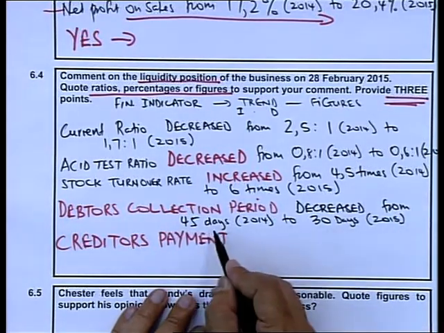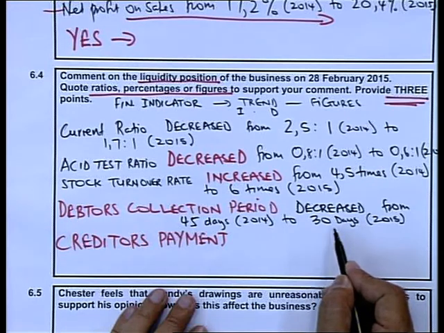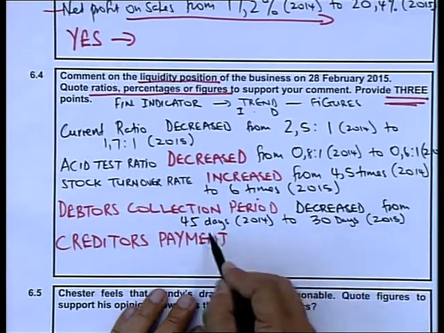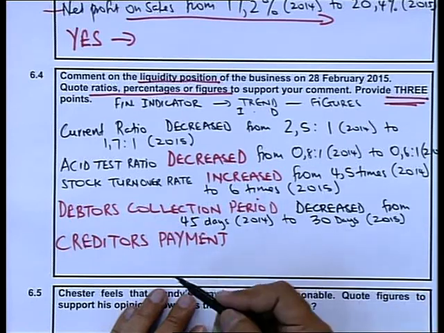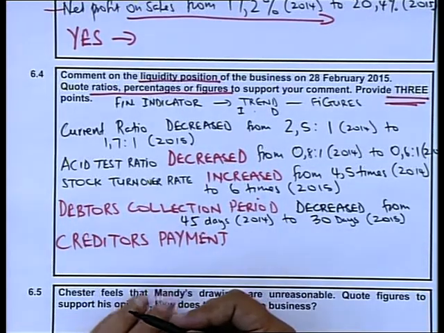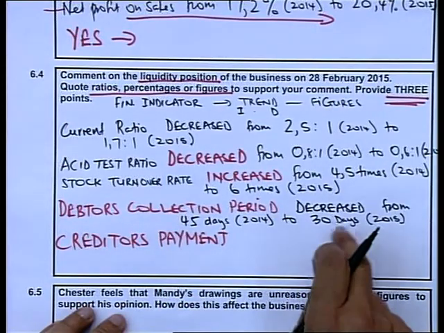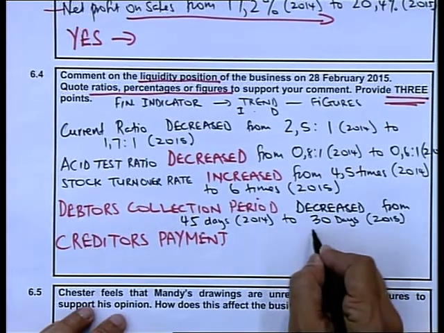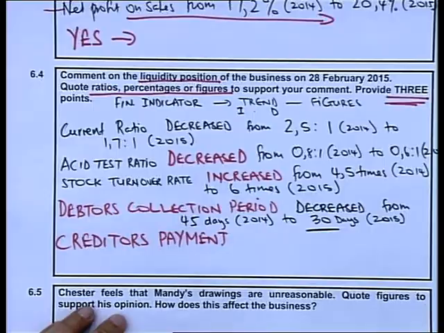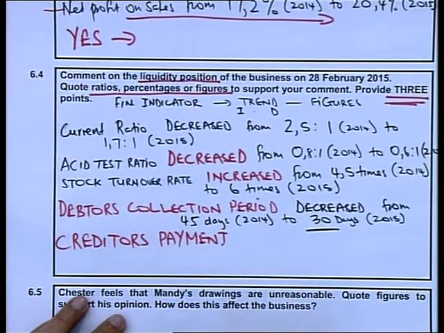Why? Because the debtors are settling the debt earlier. That means money is coming into the business or the partnership earlier from the debtors. So although it's a decrease, it's actually something good. We want the debtors to pay as soon as possible, normally after 30 days. With the creditors' payment, we normally want to pay the creditors after 60 or 90 days.